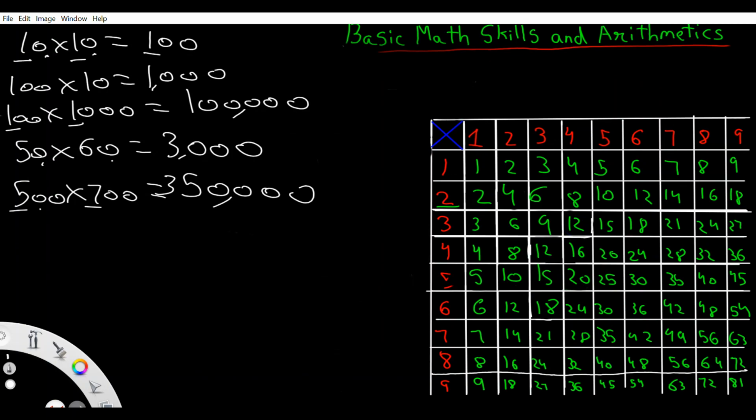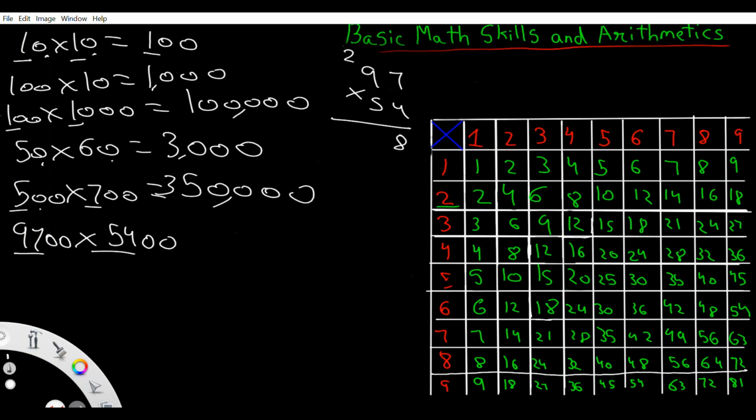Now what if we want to do this to 9700 times 5400? So first we multiply the numbers together. So we do 97 and 54. 4 times 7 is 28, so 8 here, 2 here. 4 times 9 is 36, plus 2 is 38, so write 38 here. And then we leave a 0.